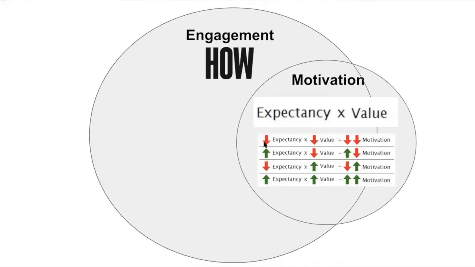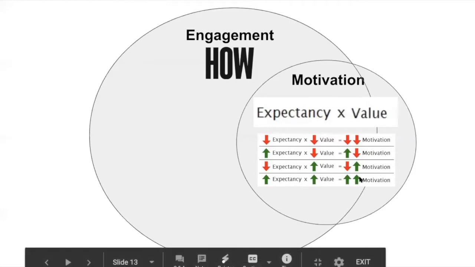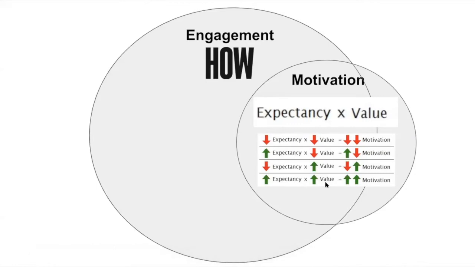That means that if I don't expect to do well, or if I don't value a task, guess what? I'm going to have low motivation. Or if one is high and the other is low, I'm still likely to have pretty low motivation. So if I expect to do well on something, but I think, I don't really see why we have to do this, it will go lower. Or if I think, I don't really think I'm going to do well on this, I wish I could, I do value it, I'm likely to have low motivation. Higher motivation tends to be the result of I expect to do well and I value the task.